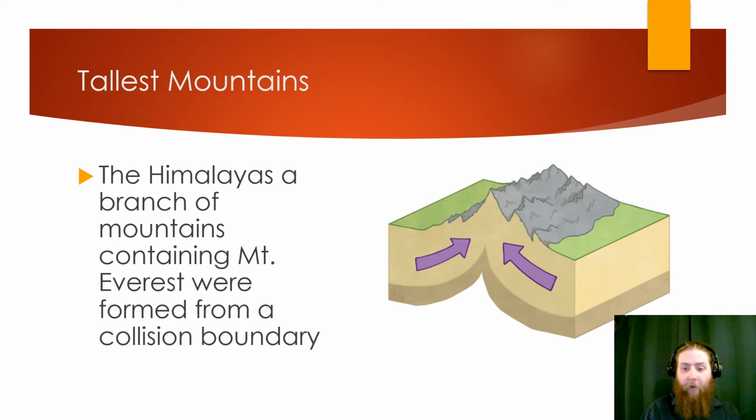This is how we formed our tallest mountains, the Himalayas, which contain Mount Everest, the tallest mountain on Earth. This is how it was formed, as these two plates were colliding, pushing these big masses of rock up to create these really, really tall mountains.